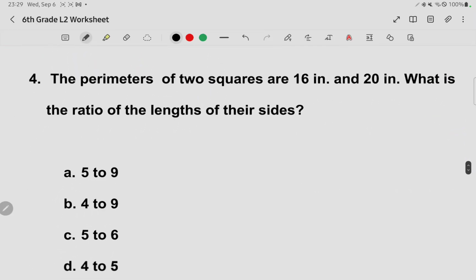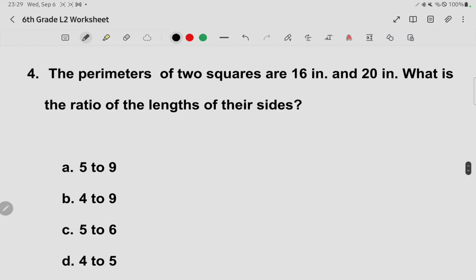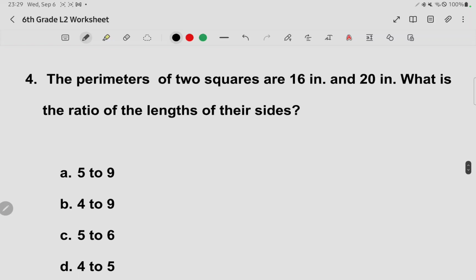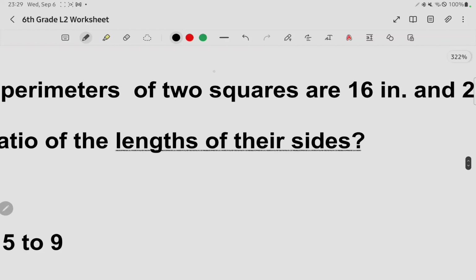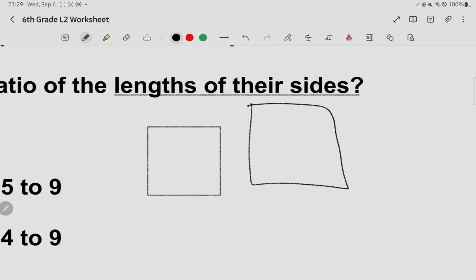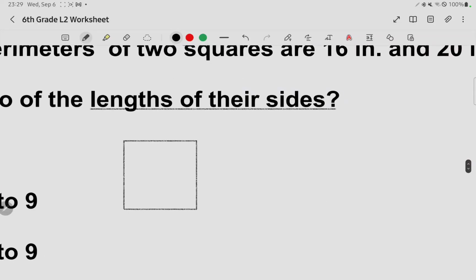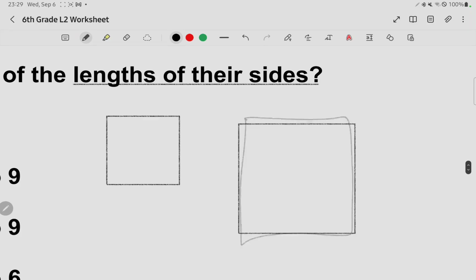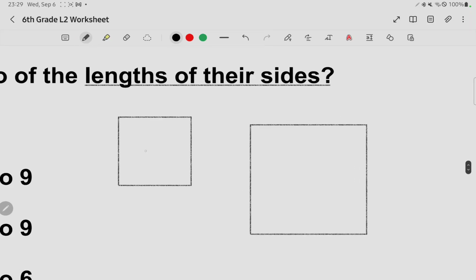Okay, 4. The perimeters of 2 squares are 16 inches and 20 inches. What is the ratio of lengths of their sides? Okay. One unique thing about squares is that all of the sides are gonna be the same. So if I can draw 2 squares, this one will have 16 inches in total, and this one have 20 inches in total.